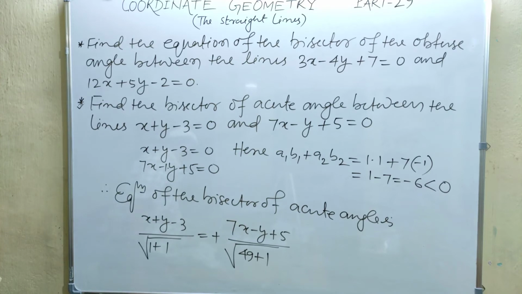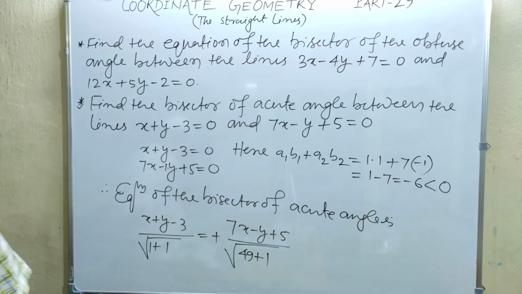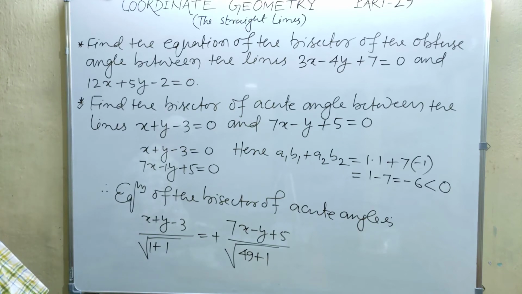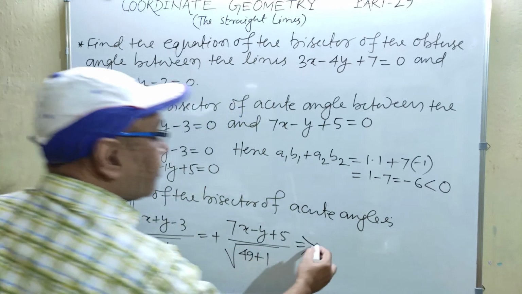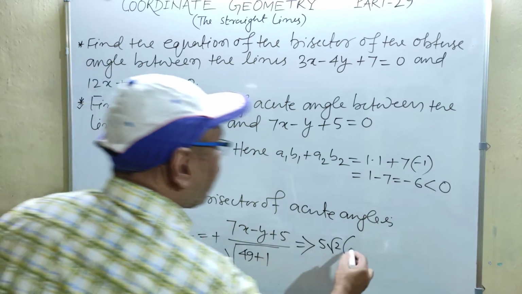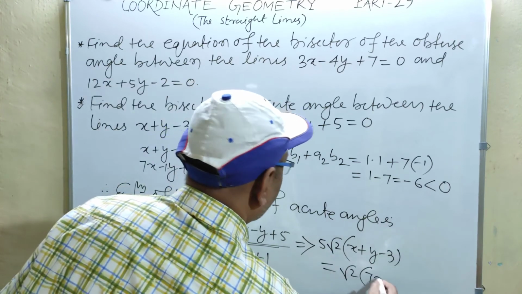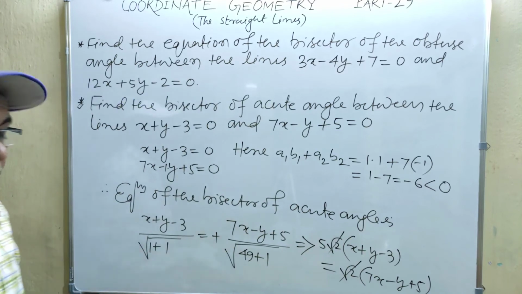Okay, you will simplify it. ये जो 50 आएगा ना, इसको आप लिखिएगा 5 into 10, 25 into 2. इसको ऐसे लिख लीजिएगा, उसको सिंप्लीफाई कीजिएगा. ये हो जाएगा 25 into 2, so 5 root 2. इसको ऐसा कीजिएगा 5 root 2 into this x plus y minus 3 equal to, this is root 2 into 7x minus y plus 5. ये root 2 काट दीजिएगा. Now you can get the equation. Whatever comes after simplifying, that will give you the answer.